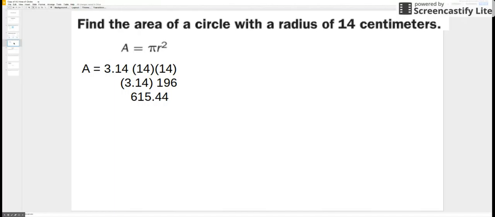Let's look at our next example. Find the area of a circle with a radius of 14 centimeters. So here you're given the radius, 14 centimeters. You just plug it into your formula. Area equals pi, 3.14, times 14 times 14. 3.14 times 196 gets you 615.44.